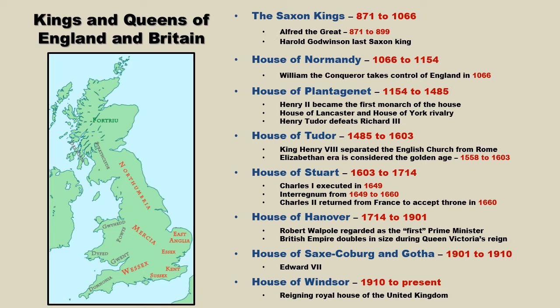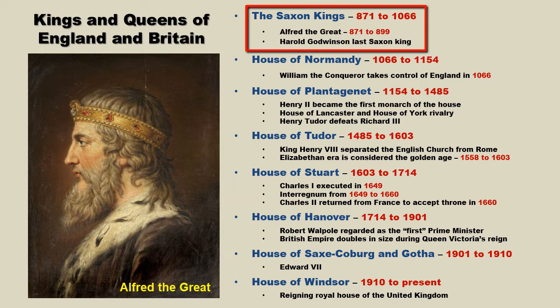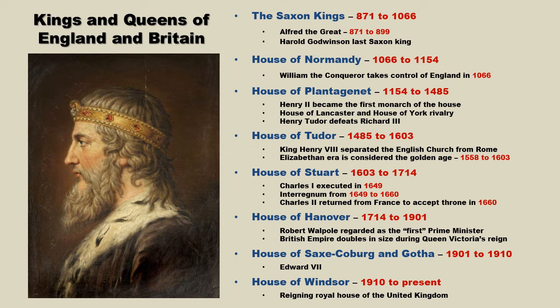In 829, Egbert of Wessex conquered Mercia, but he soon lost control of it. So historians generally list Alfred the Great as the first monarch on any list of the kings and queens of England. It should be noted that he was not the first king to rule all of England, but his reign represents the start of the first unbroken line of kings who would eventually rule all of England.